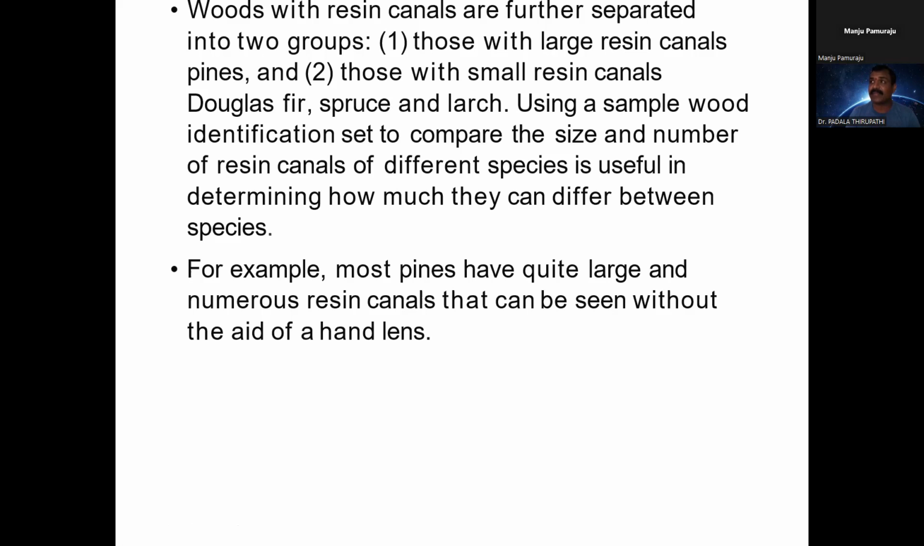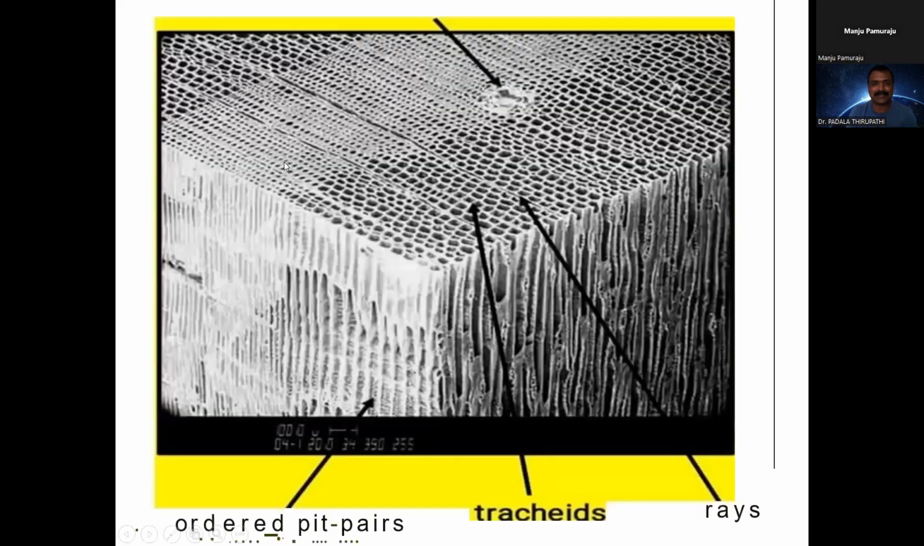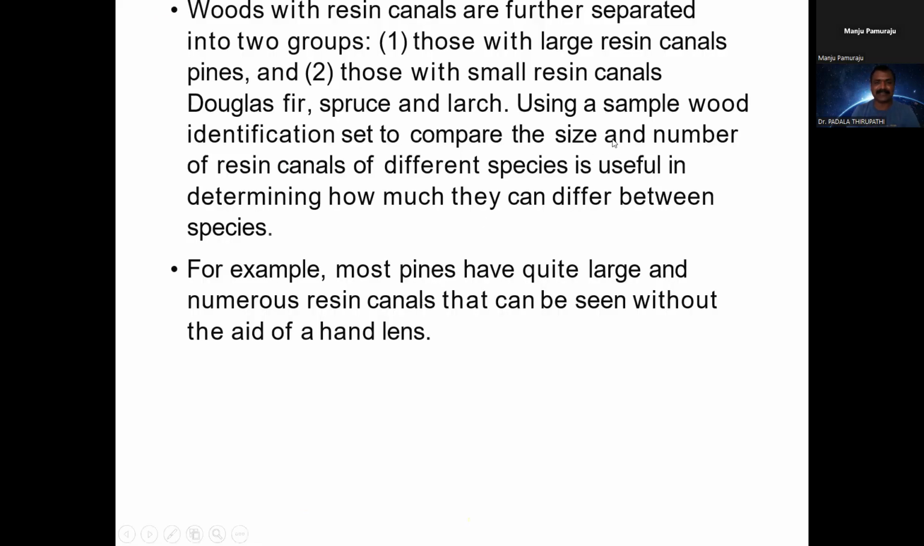So, using a sample wood for identification, we can compare the size and number of the resin canals of the different species. So it is also specific to the different types of wood. For example, most pines have quite large and numerous resin canals that can be seen without the aid of a hand lens. So generally we can easily observe them. These large resin canals are seen in pines.